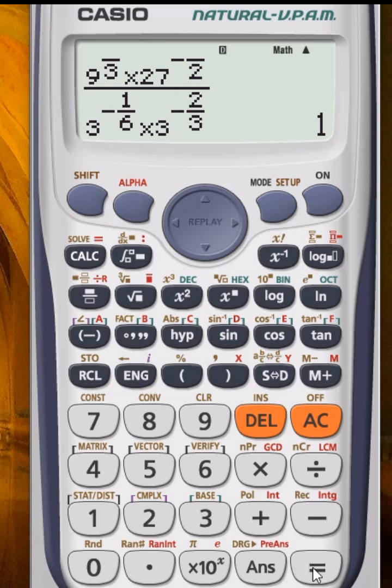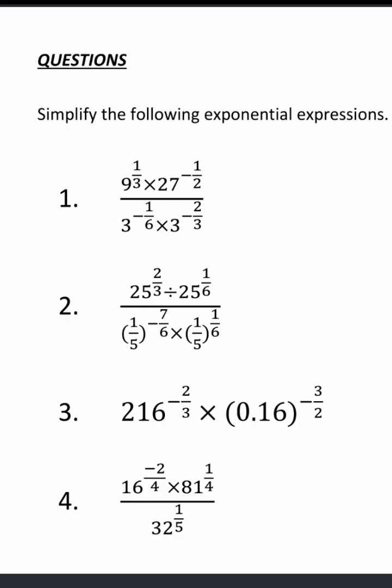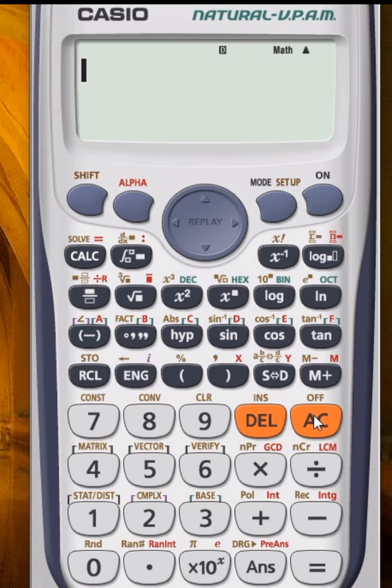I expect you to try your hands on it as I demonstrate it to you. So let us move on to the second question. The second question has the same structure as the first question. Let me press AC to clear what I had initially done. For the second question, we also have a fraction: 25 power 2 out of 3 divided by 25 power 1 out of 6, all over 1 out of 5 power negative 7 out of 6. You have the question, right? So let us move on to the demonstration.